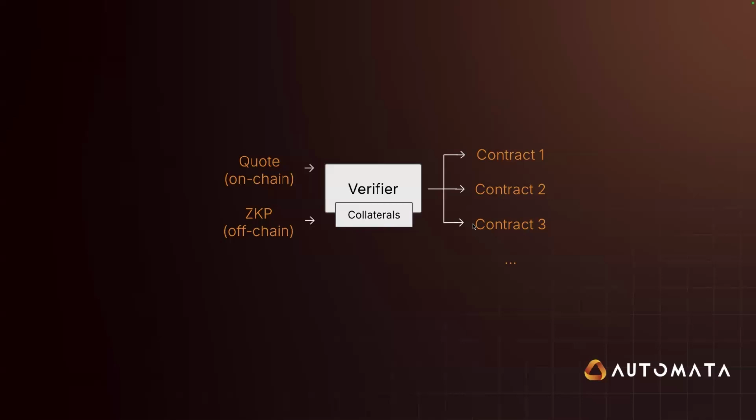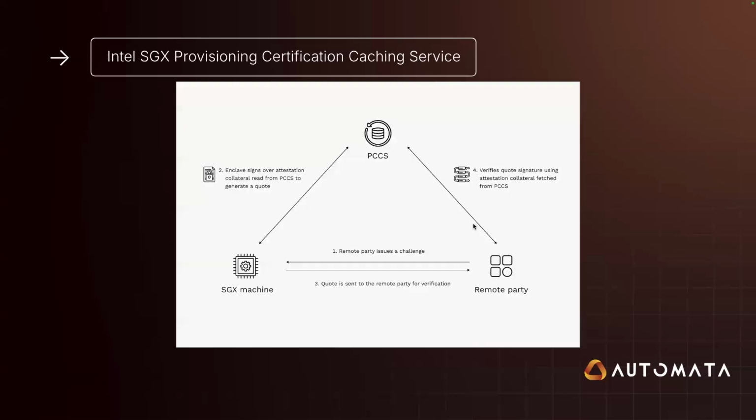In a sense this is also scaling, because less work is being done on chain and the end result is verified in a very cheap manner. So this is actual PCCS in a very simplified format.